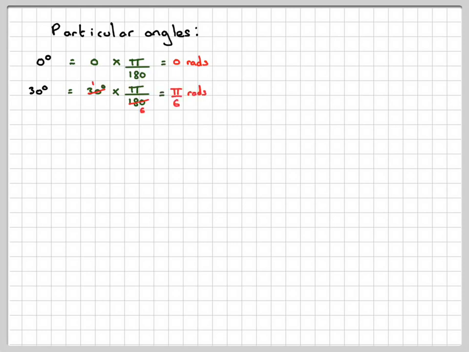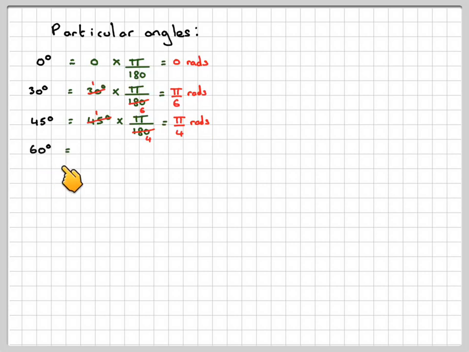Right, so those are the rules. Now we have this idea when we have particular angles. If we convert 0 degrees to radians, 0 times pi over 180 gives me 0 radians. 30 degrees is 30 times pi over 180. The 30 will go into 180 6 times, so we get that 30 degrees is pi over 6 radians. And then 45 degrees is 45 times pi over 180, and 45 goes into 180 4 times, so that's going to give me pi over 4 radians.